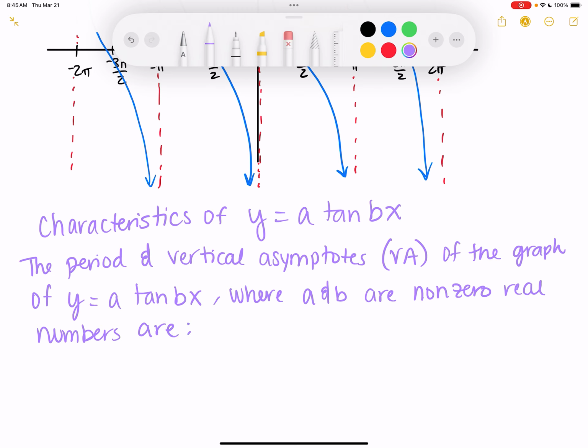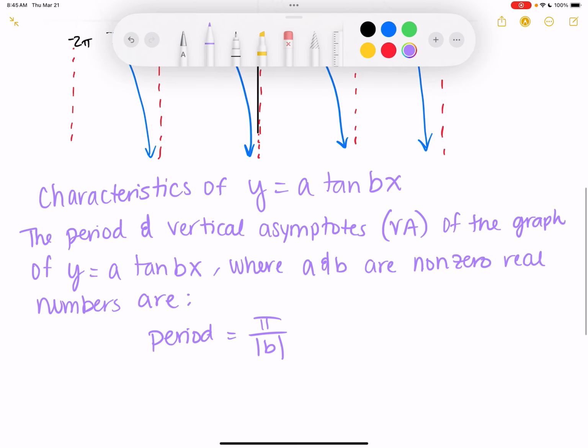So the formulas that you need for these: period is pi over the absolute value of b, and vertical asymptotes are at odd multiples of pi over 2 times the absolute value of b. Now, the reason they're putting absolute value of b is sometimes that b value is going to have a negative sign on it, which just is causing something else to happen. But for what we're doing, it should just be that.